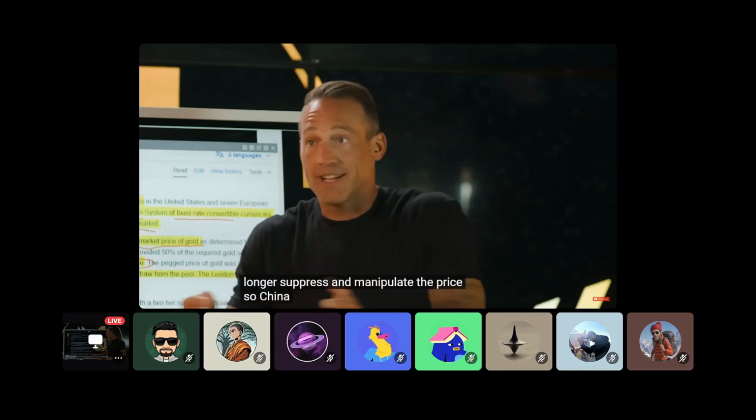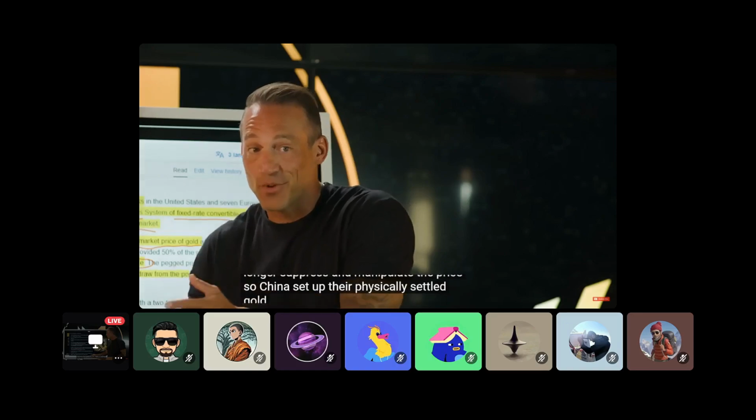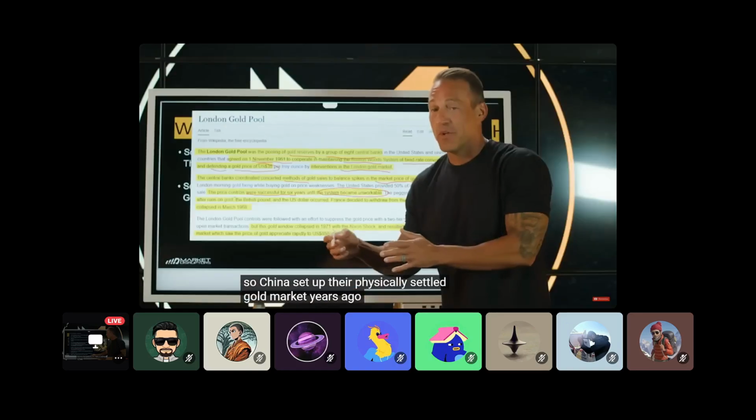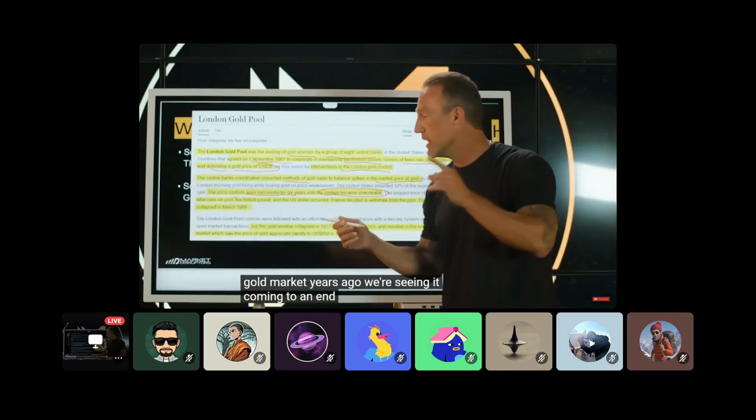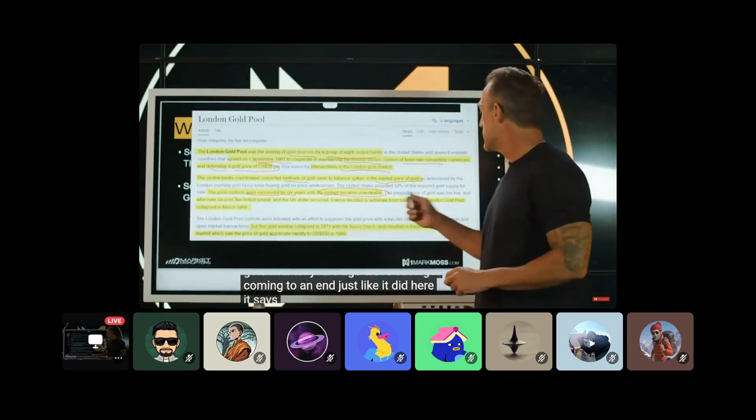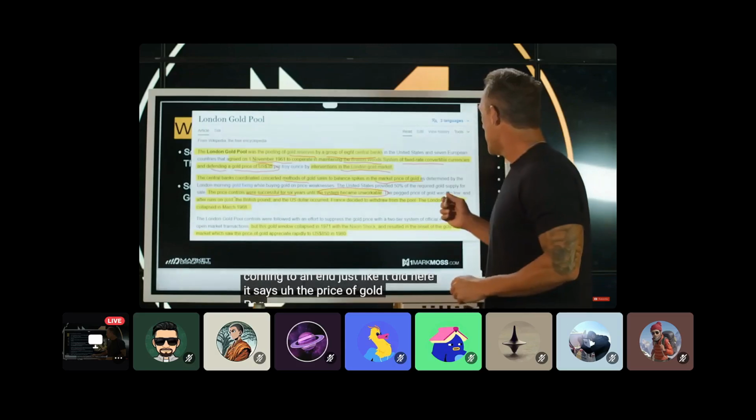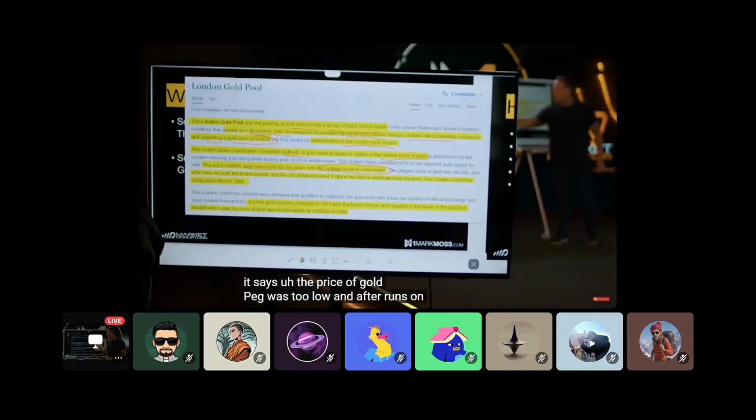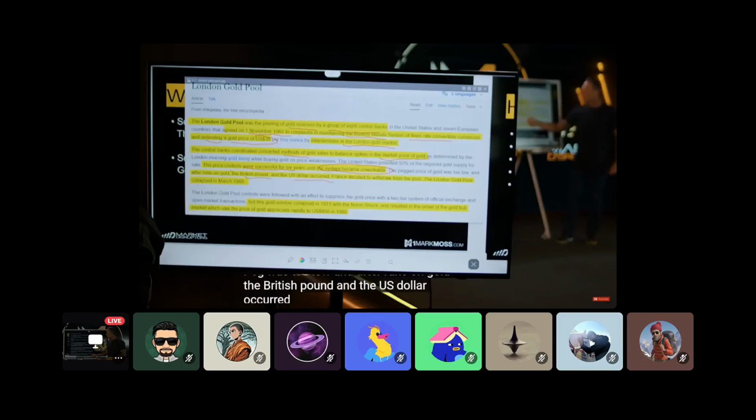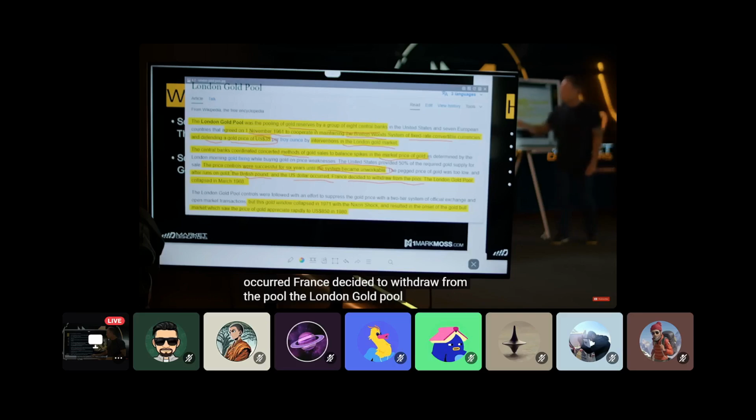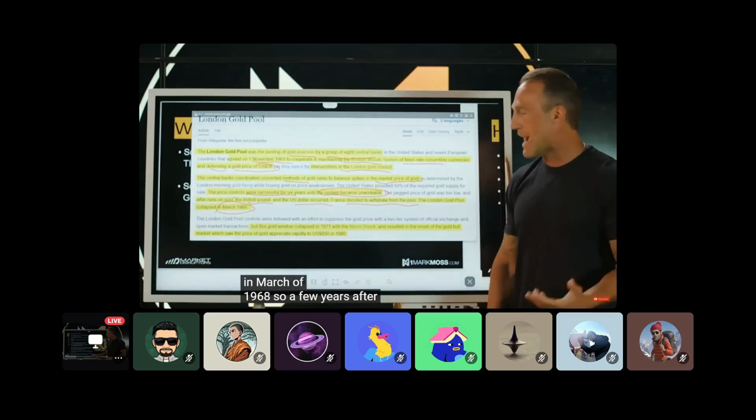So China set up their physically settled gold market years ago. We're seeing it coming to an end just like it did here. It says the price of gold peg was too low, and after runs on gold, the British pound and the US dollar occurred. France decided to withdraw from the pool. The London gold pool collapsed in March of 1968. So a few years after they set it up.